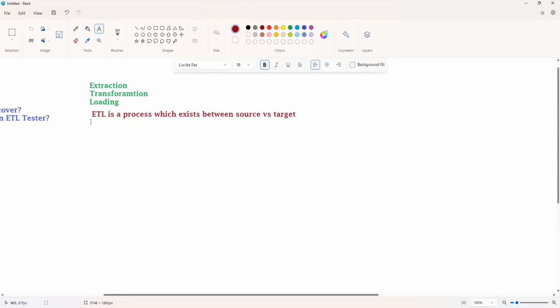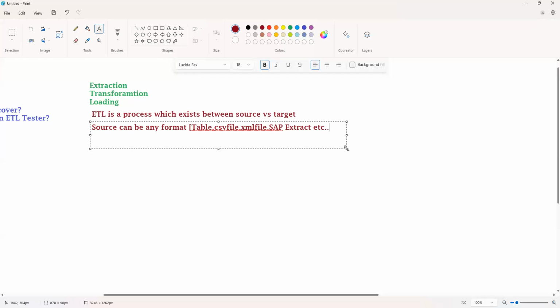Next thing: source can be any format. It can be a table, I'll show you further, I'm just giving the theory part. It can be a CSV file, an XML file, an SAP extract, etc. There are multiple things associated with it.